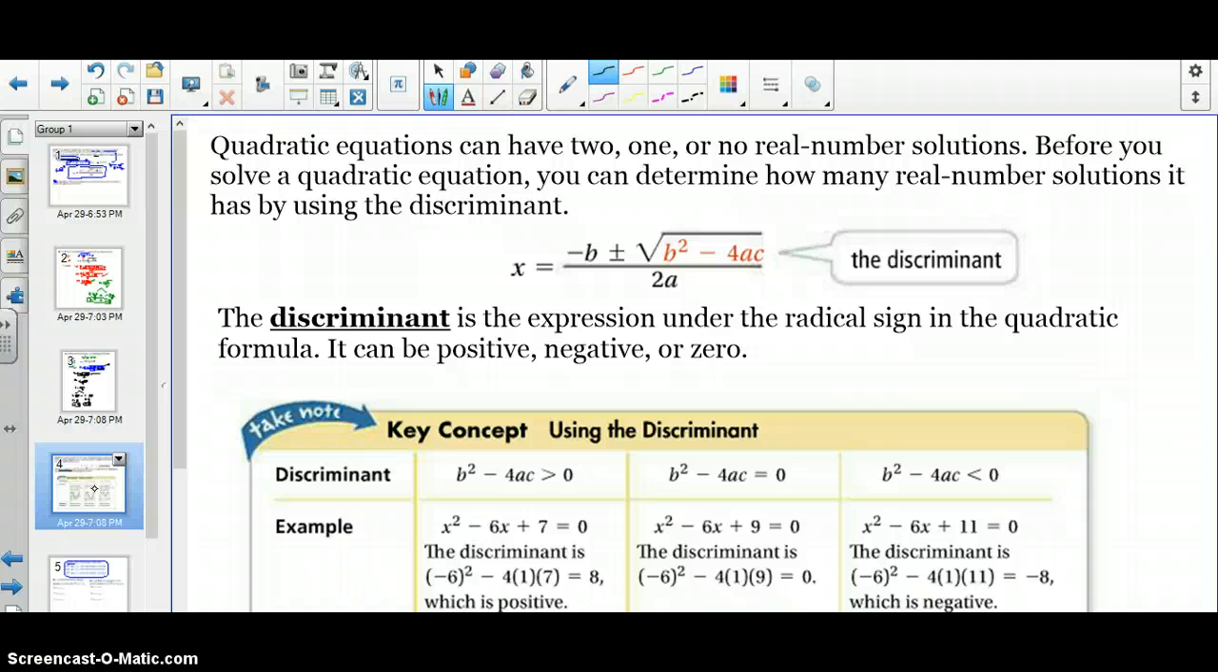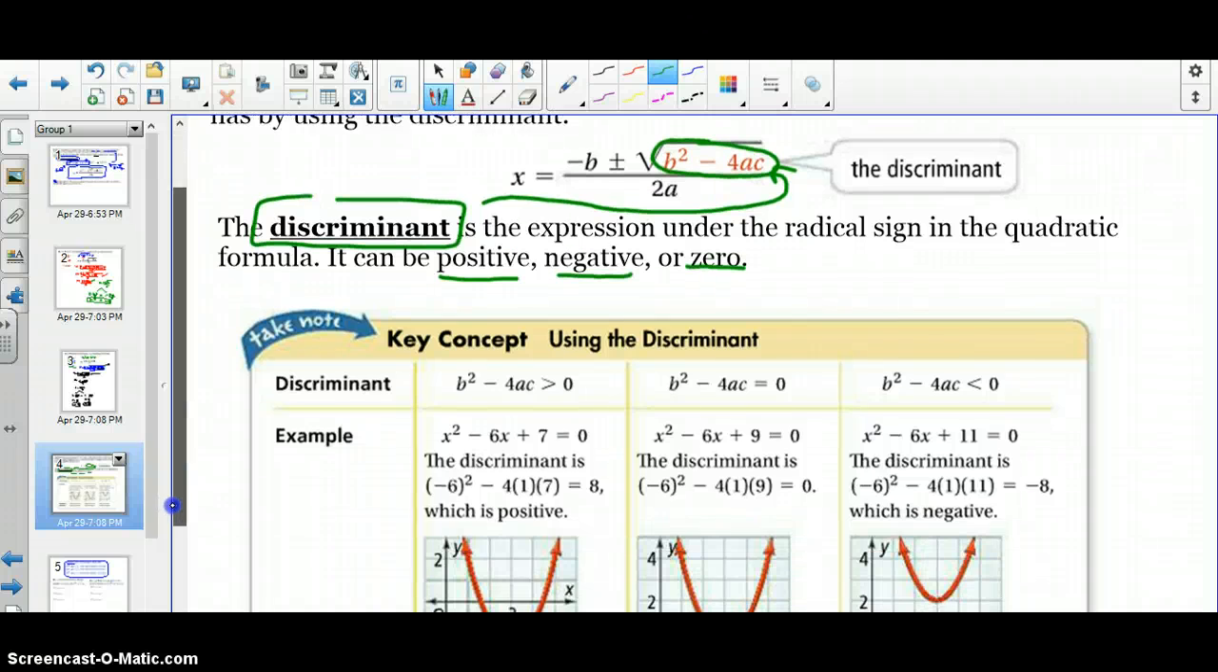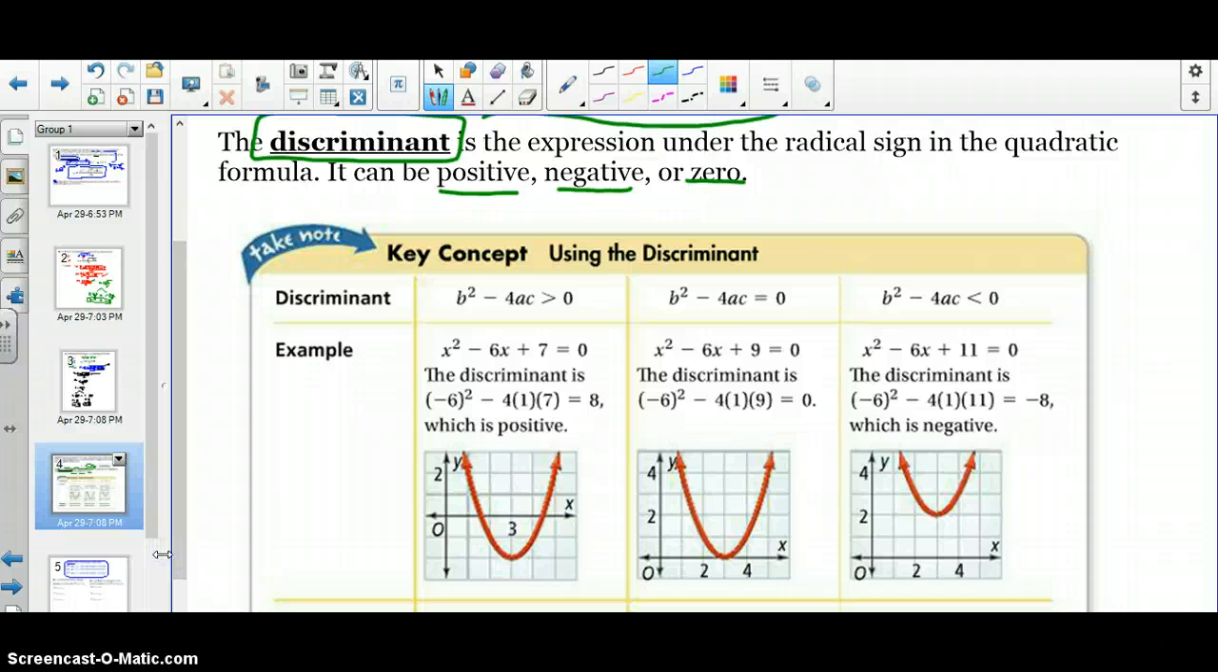Okay, one more thing you need to know about the quadratic formula, and this is very useful. I know this is a lot of information, but we'll have plenty of time to practice it. You need to know and use something called the discriminant. The discriminant is this expression that's underneath the radical, b squared minus 4ac. So the discriminant can be three things. It can be positive, negative, or 0. And each of those types tells us something about the quadratic.